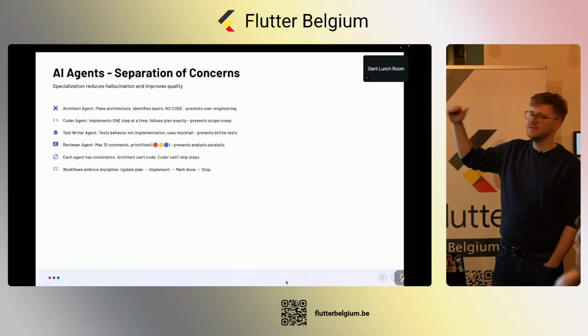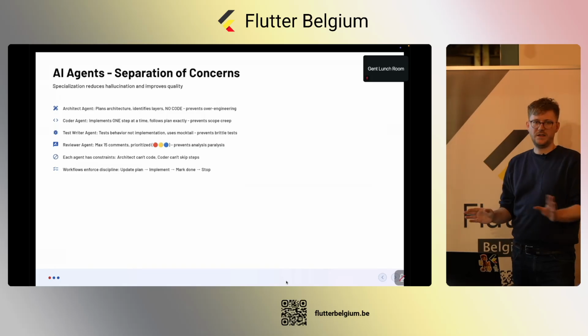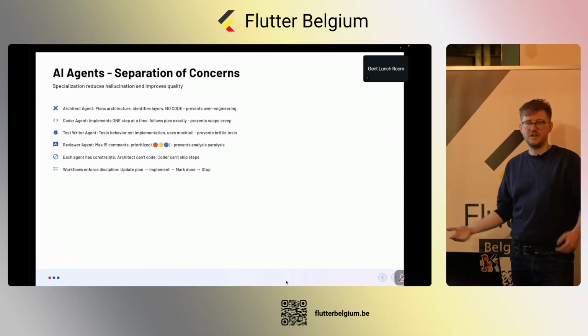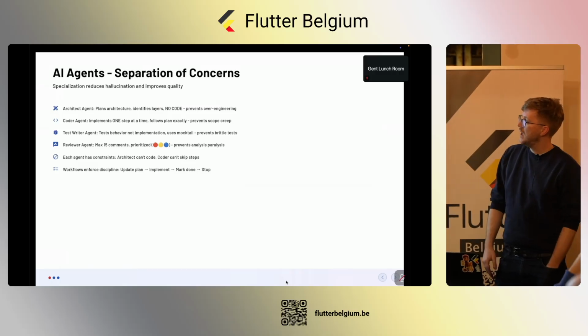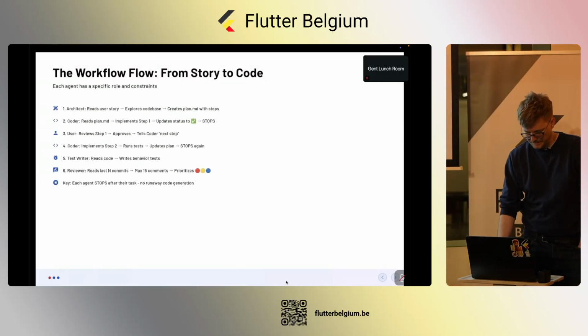We also have some constraints. Our architect can't code. It can write a markdown file and that's it. Our coder can't skip steps. If it doesn't understand, it needs to stop and ask for clarification. It just gives you a bit of discipline for your AI.